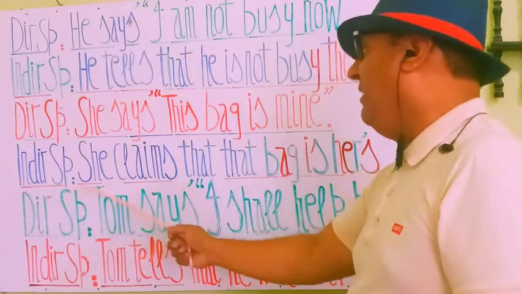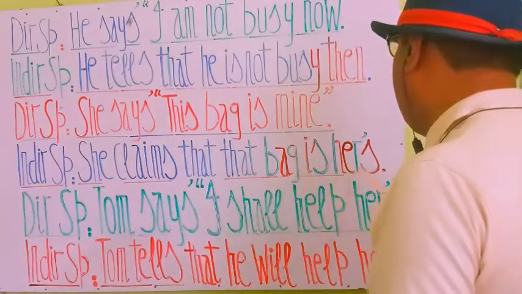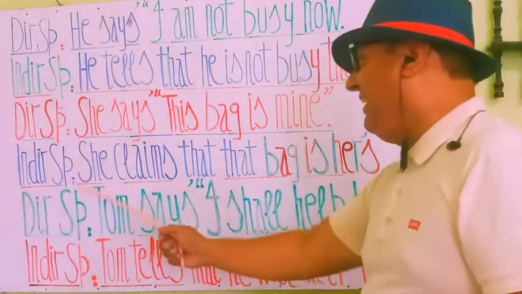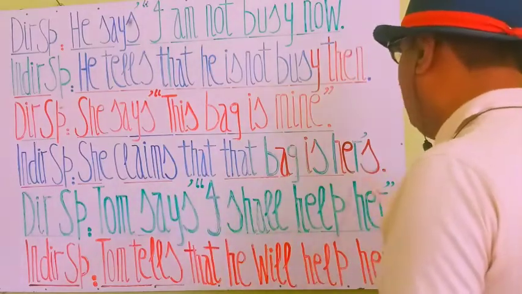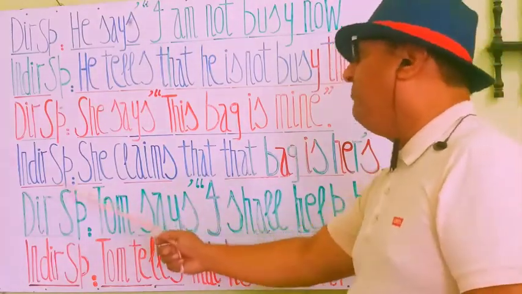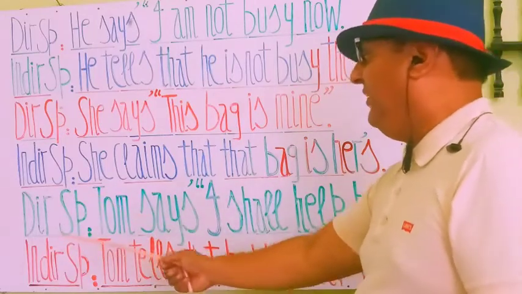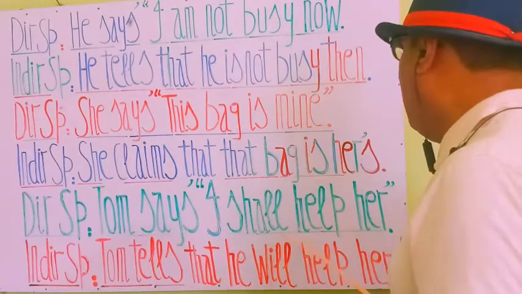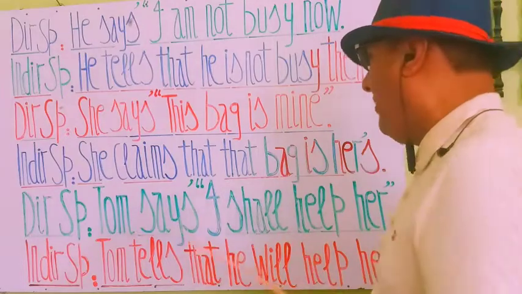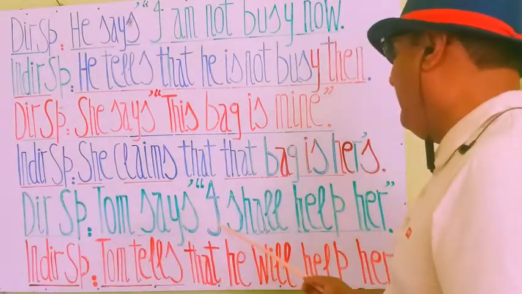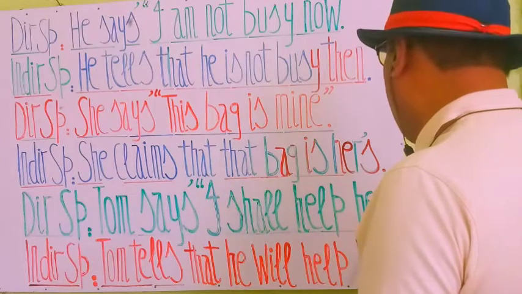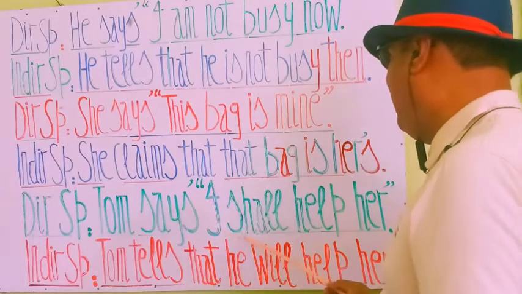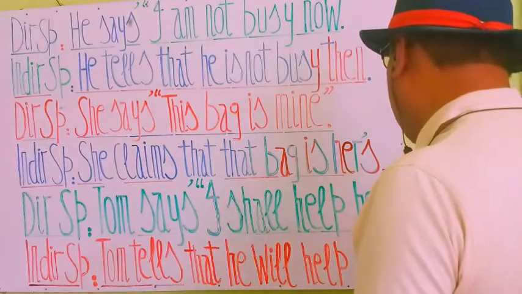In indirect speech you see here, she claims that that bag is hers. Full stop. This is indirect speech. Let's move to the next statement. Let's see that direct speech statement. Tom says, "I shall help her." Comma close, full stop.